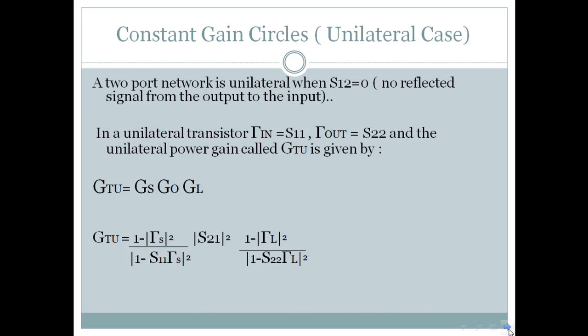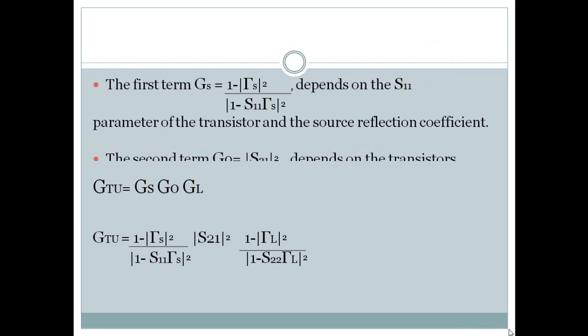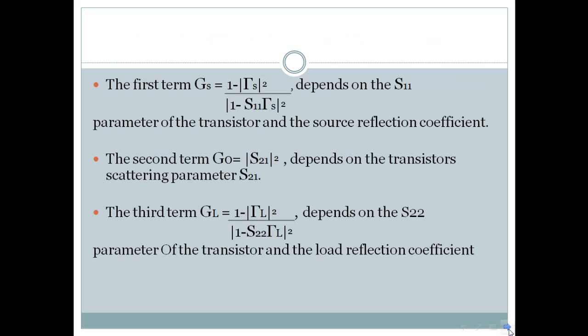In a unilateral transistor, gamma in equals S11 while gamma out will equal S22, and the unilateral power gain called GTU is given by these equations. The first term, the gain at the source, depends on the S11 parameter of the transistor and the source reflection coefficient. The second term, G node, depends on the transistor's scattering parameter S21. The third term, the gain at the load, depends on the S22 parameter of the transistor and the load reflection coefficient.